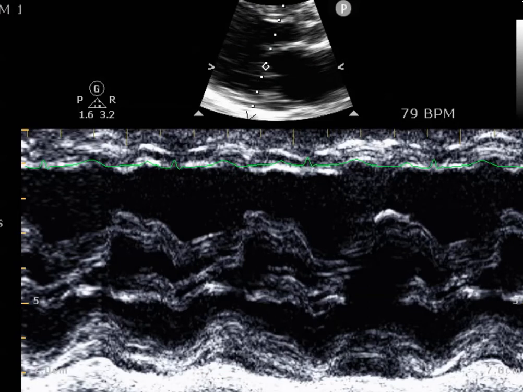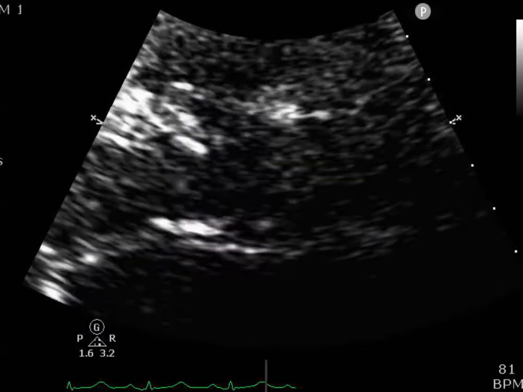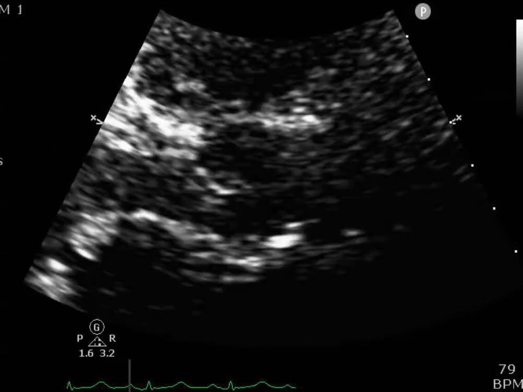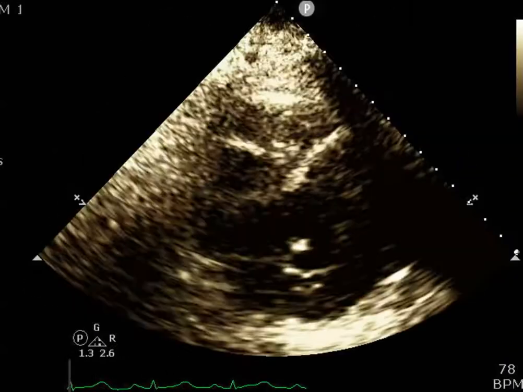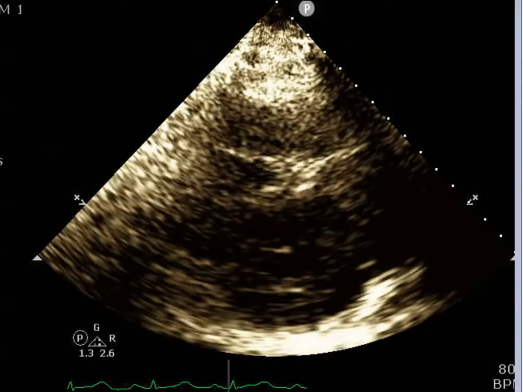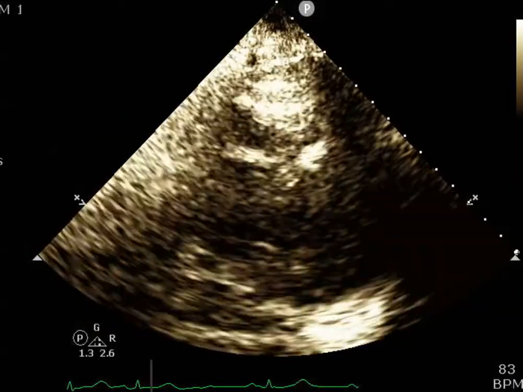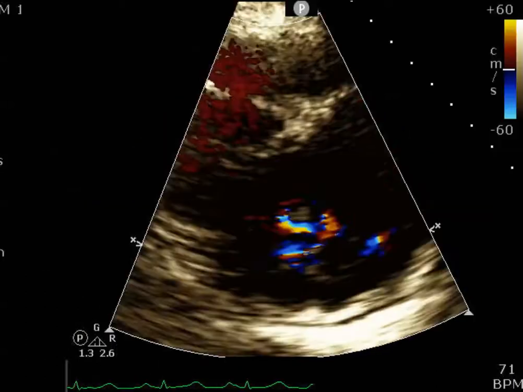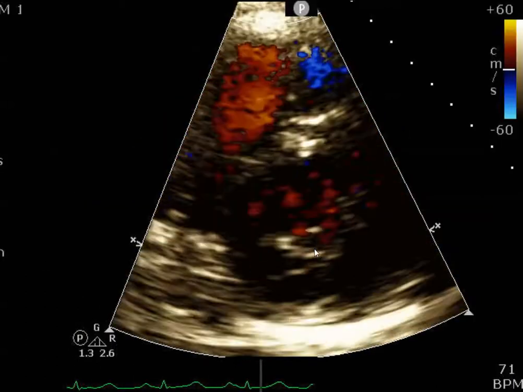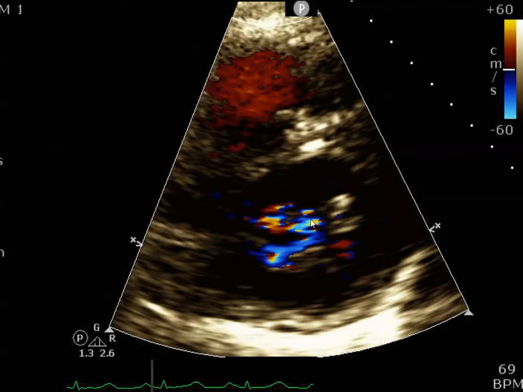Mitral valve on M mode. I don't think we see the valve quite closely enough to be able to get that classic M mode across the mitral valve. The aortic valve, however, is opening quite well. Short axis across the level of the aortic valve. Let's see if we can have one across the mitral valve. Here we go. A lot of turbulence here. Mitral valve does not open very well.